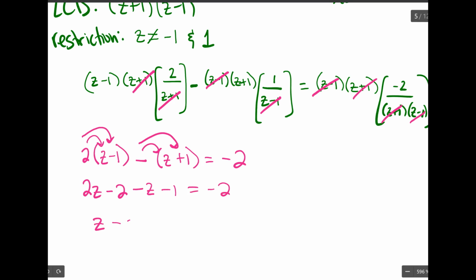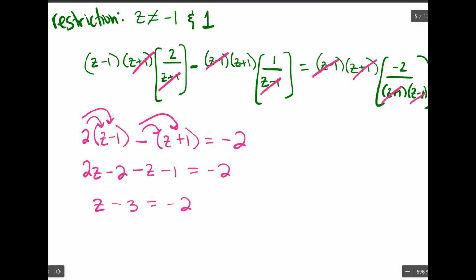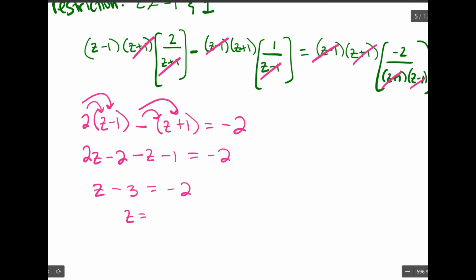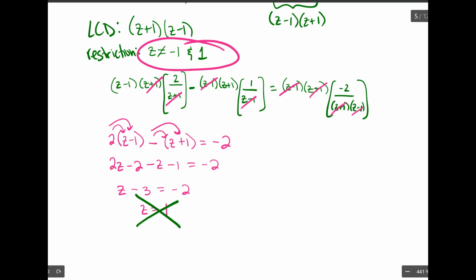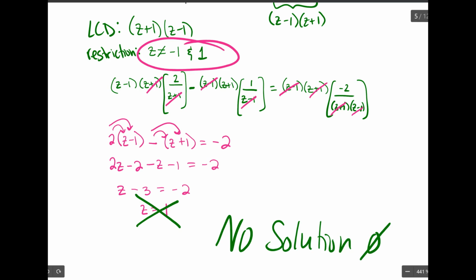Is it equal to 1? So I'm good? It's a restriction. What's the restriction? No solution. Exactly. No solution, because we saw one of our restrictions was z cannot equal 1. And since that was the answer we found at the end, that means, oh, that's false. That's an extraneous solution. It's extra.